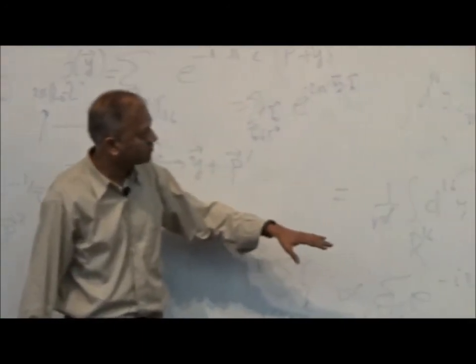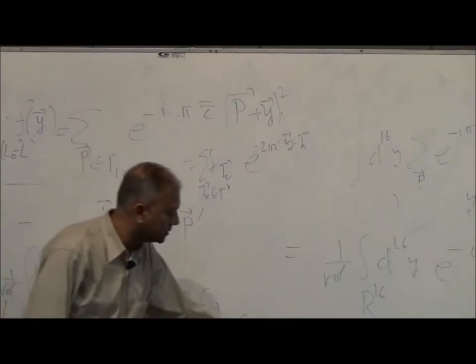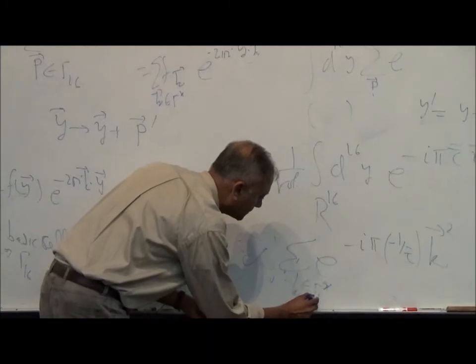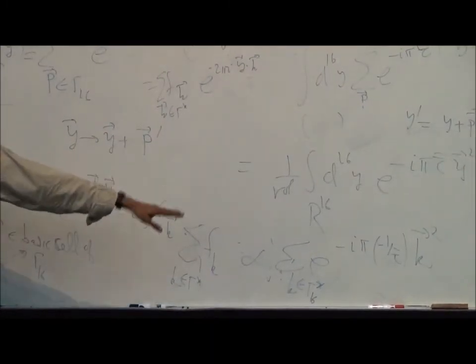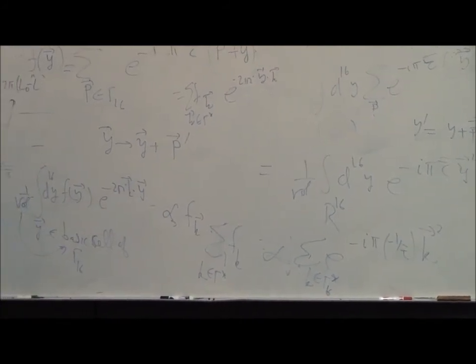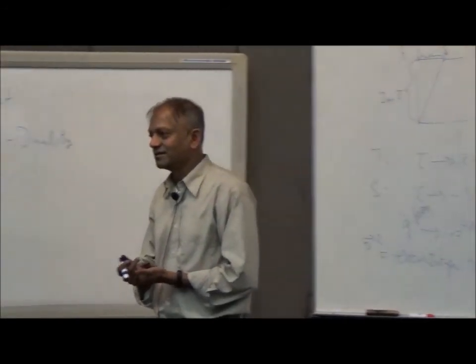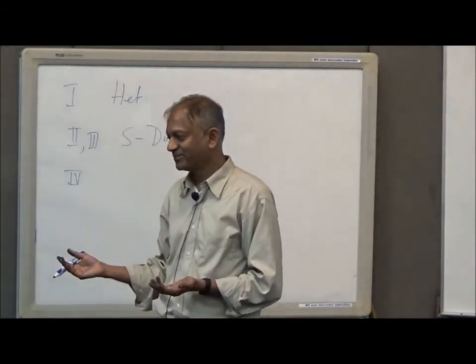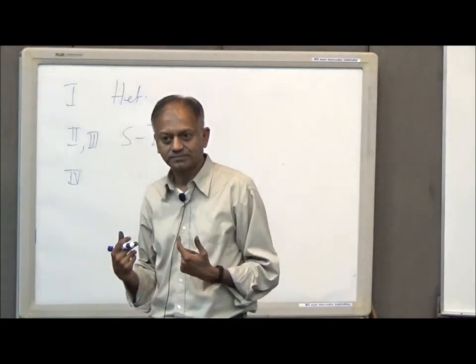But in that process, what has happened is that the original lattice sum has gone over to the dual lattice. P has been replaced by K, but K is spanning a different lattice, not the original lattice. It's the gamma star. Okay? So if you want your theory to be invariant, then the gamma star must be equal to gamma. So that means gamma is a self-dual lattice.